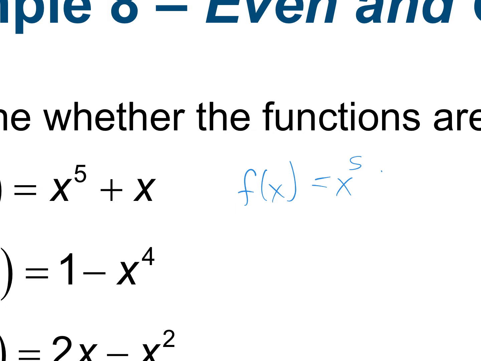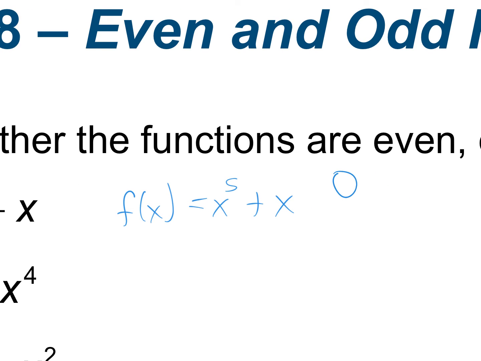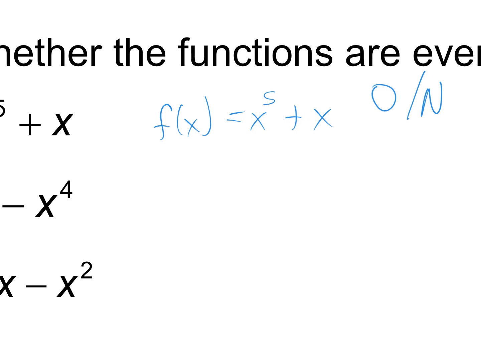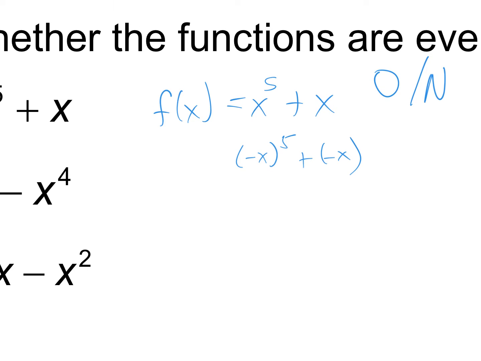Right? We identify the highest exponent. What is the highest exponent? 5. What kind of a number is 5? It's odd. So your function could be one of two things. If the highest exponent is odd, it's either an odd function or a neither function. If the highest exponent is an even number, then it's either even or neither. It can't be even or odd. It's not like that. So you would take a negative x, right? So I'm going to plug in negative x to the 5th plus negative x. So if I simplify this, I have negative x to the 5th minus x.